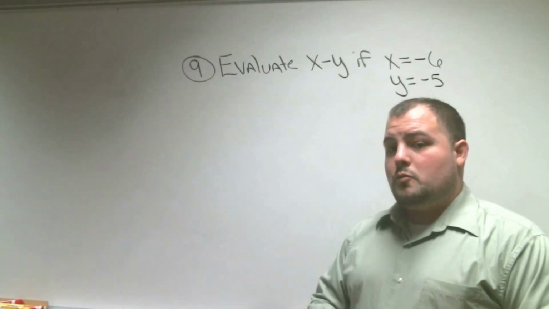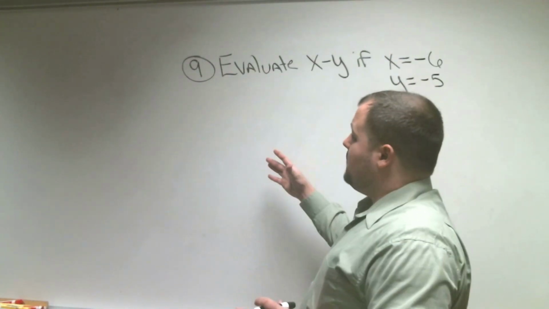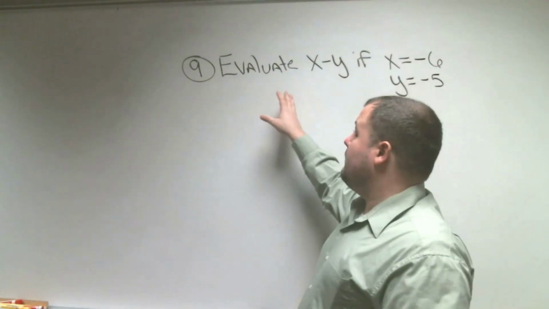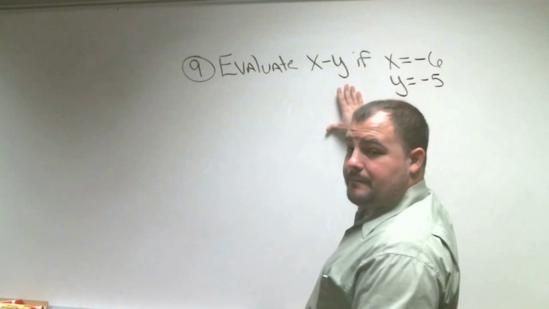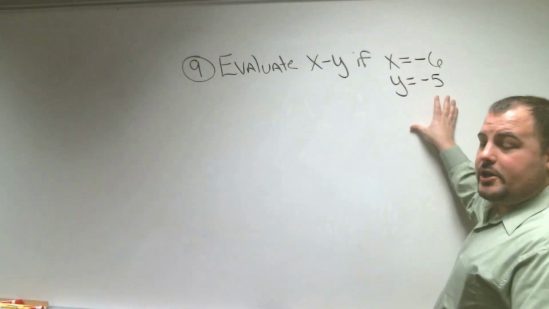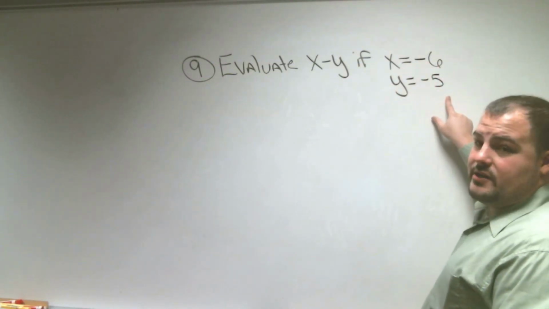All right, so we're going to do 2 more examples and then we're done with this lesson already. In example 9, we're going to evaluate, which the word evaluate means solve. We're going to solve x minus y. But we don't know what x is and we don't know what y is until we look over here. Here they tell us that x is negative 6 and y is negative 5.